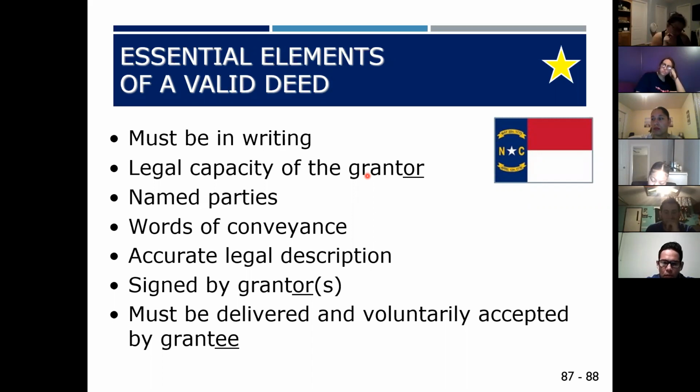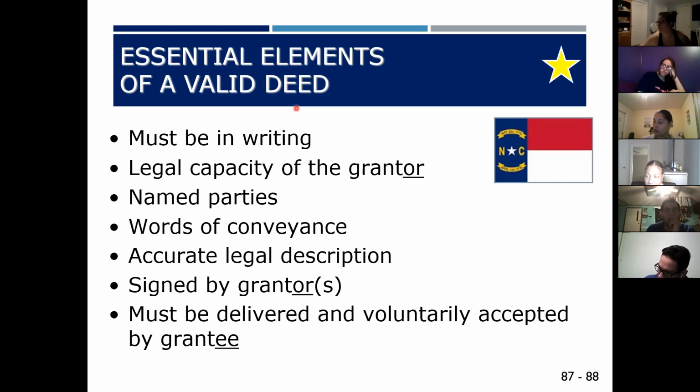We have to have legal capacity of the grantor. Who's the grantor? The grantor is the giver, also known as the seller. So we have to have legal capacity of the grantor. The deed has to name the parties. The parties are the grantor and the grantee. So the deed will name the sellers. The deed will name the buyers, calling them grantor and grantee.